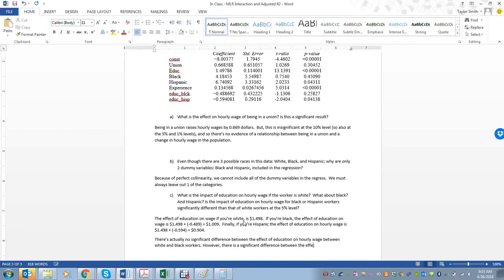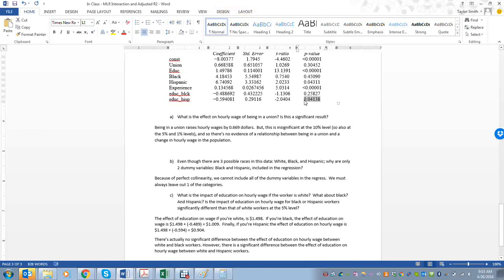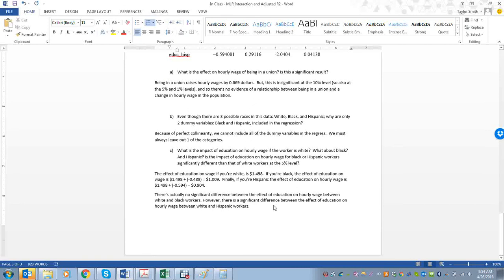However, there is a significant difference between the effect of education on hourly wage between white and Hispanic workers. Why is that? Well, we come over here and look, and the p-value on the difference between white and Hispanic is 0.04, which is less than the 5% level. So because the p-value is less than our significance level, we say that's significant. Okay, that's it. That's how you work all these problems.